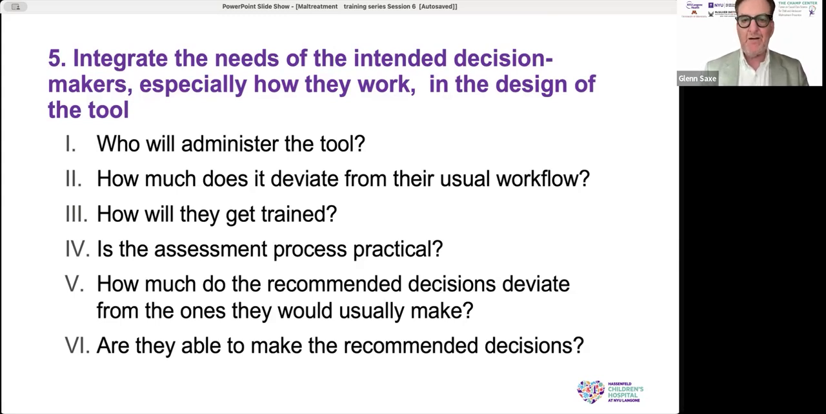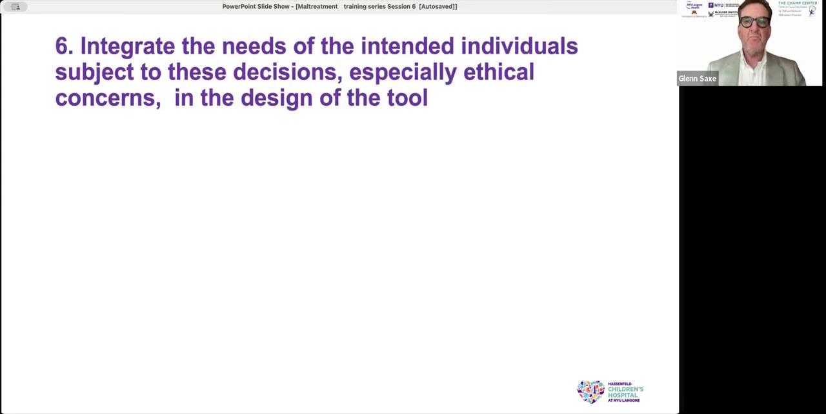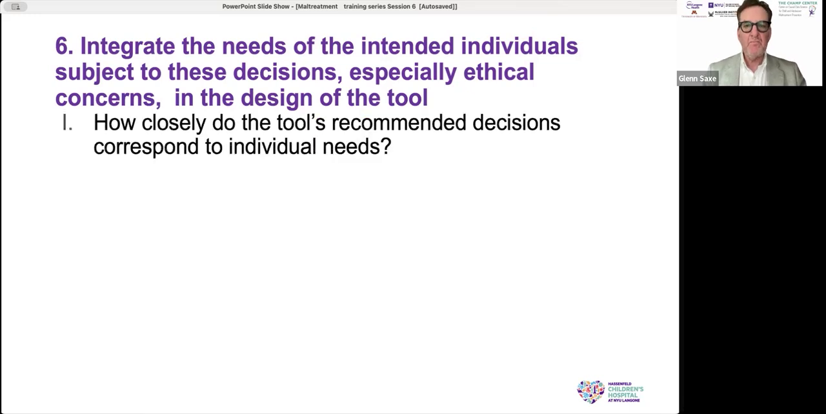So when we think about choosing causes and interventions, we have to think about the interventions that are available to people. And then, of course, most importantly, the needs of the people that will be subject to the decisions, and especially ethical concerns in the design of the tool. So how closely do the recommended decisions correspond to individual needs?